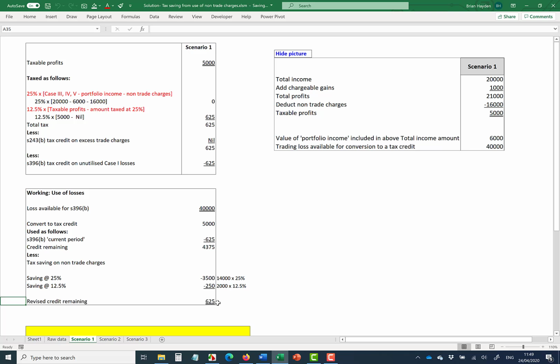So the tax saving that we had was the sum of those two amounts. So we deduct those two amounts off the 4,375 to give us a revised credit remaining of 625, which converted to a future loss is 5,000 euros.